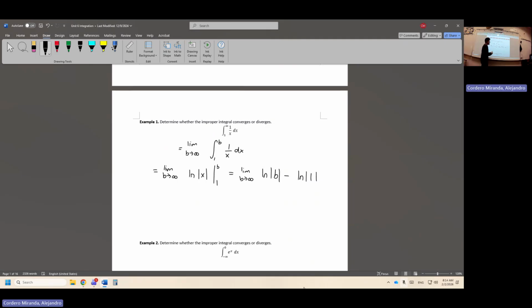Okay, and then you check what happens when b goes to infinity. So here's kind of your result, but I have to decide what's going on with this limit, and that'll tell me whether this converges or diverges. One of these we already know, natural log of 1 is 0. But do you know what happens as b goes to infinity? Natural log of b.